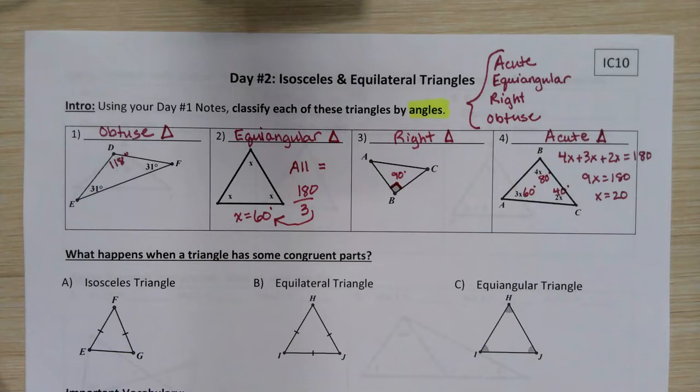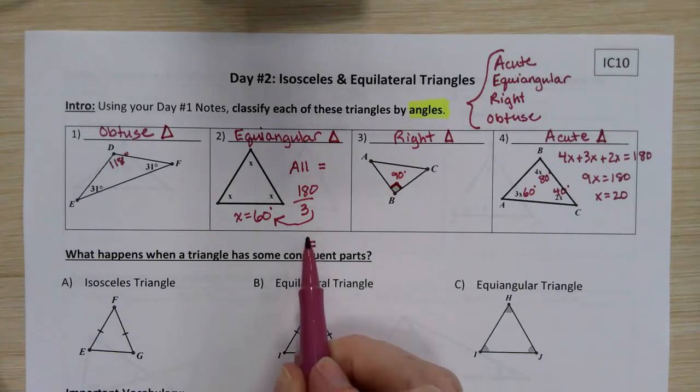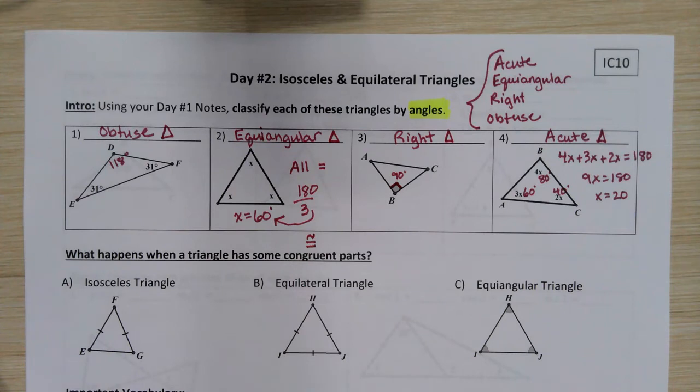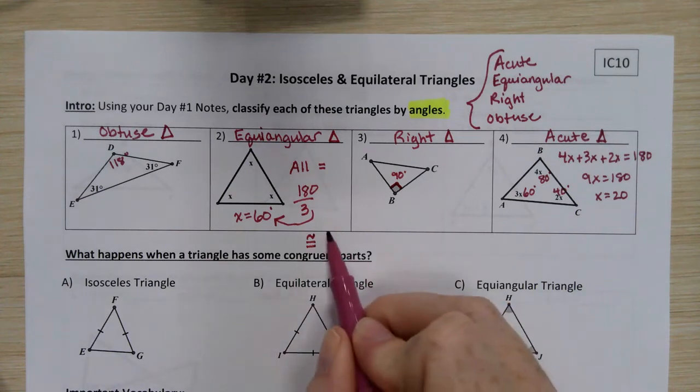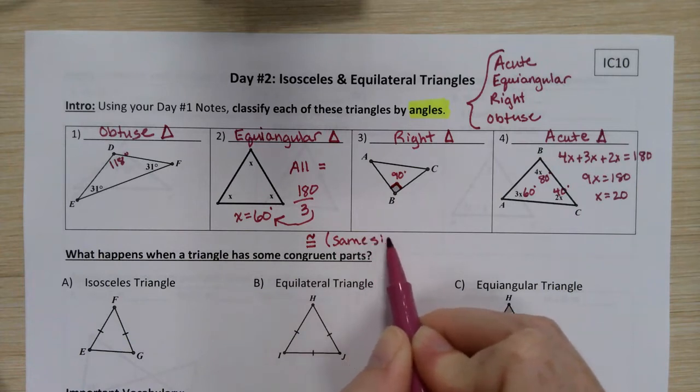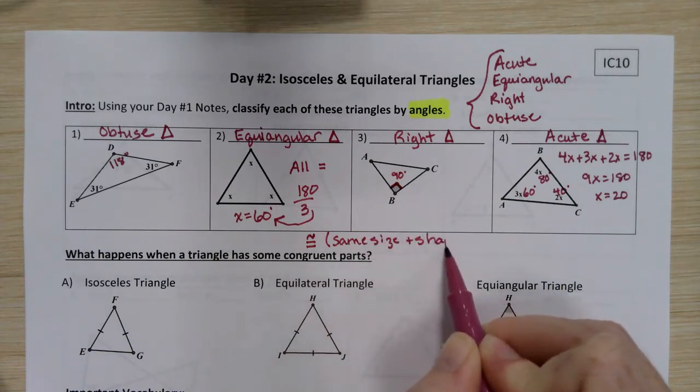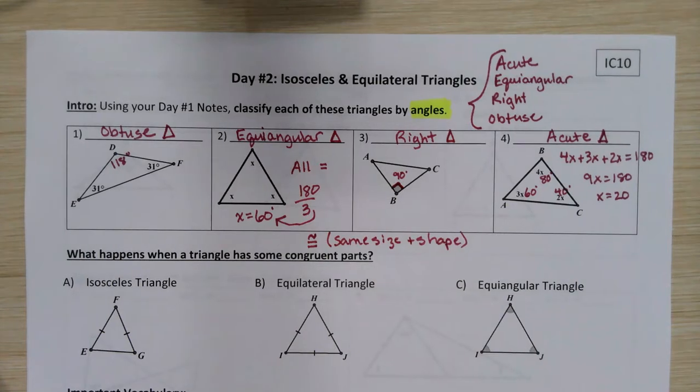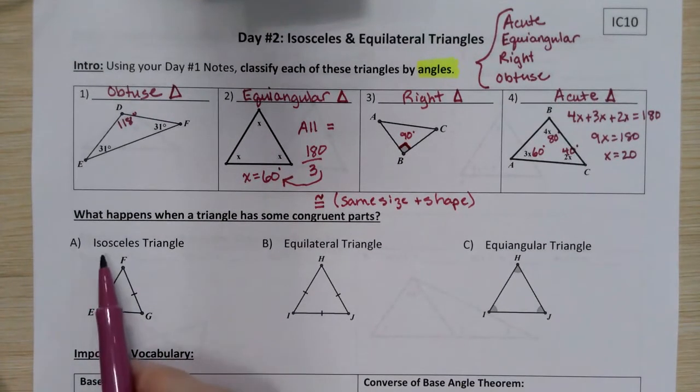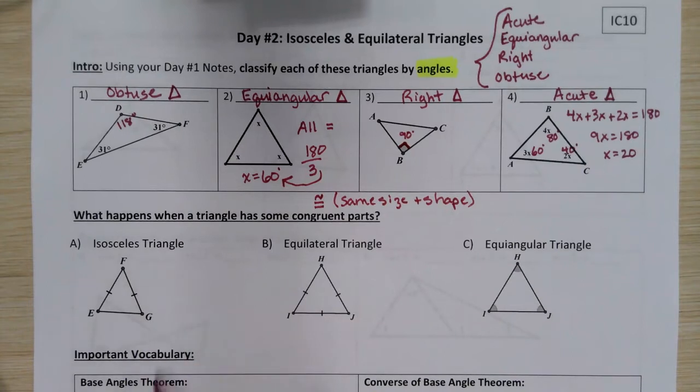Moving into the new material, we're going to look at what happens when a triangle has some congruent parts. As a reminder, the word congruent could be symbolized with an equal sign with a squiggle on the top, and that means that things are the same size and the same shape. So when we look at this first example, it says that this is an isosceles triangle, and what we notice is marked as congruent would be side EF and side FG. Those 2 segments are marked with ticks, and so we know they're congruent to each other.